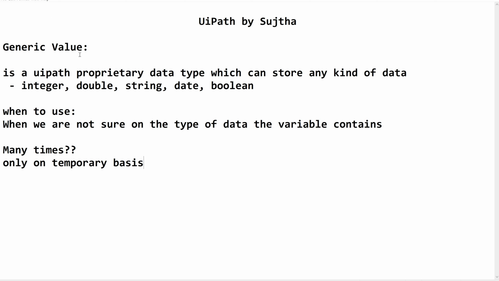For example, when we are converting one kind of data to another kind of data, for the time being you can convert it to generic and then from generic to that particular data. Or when we don't know which kind of data we are going to receive, for a temporary purpose you can have a generic value variable and then convert it to a specific int, double or string kind of variable.